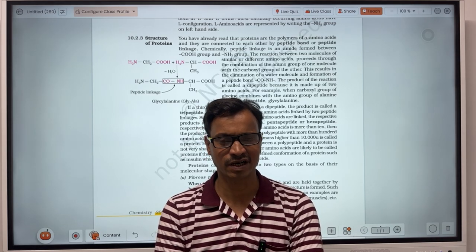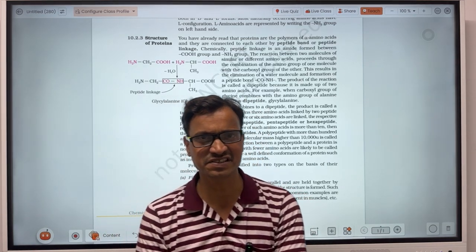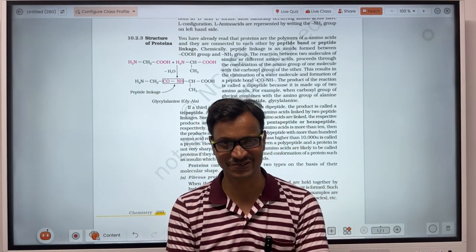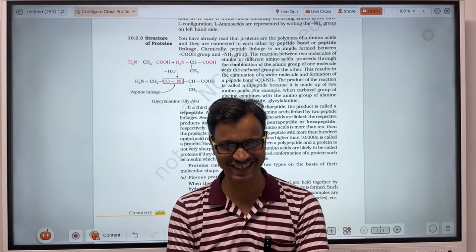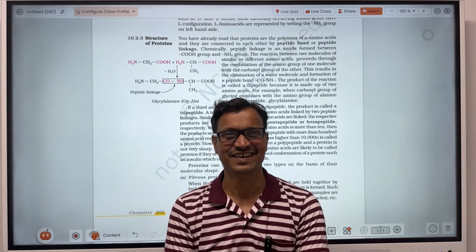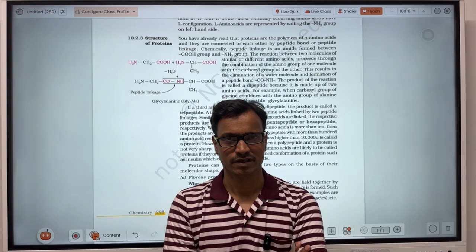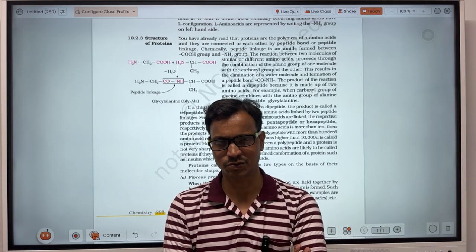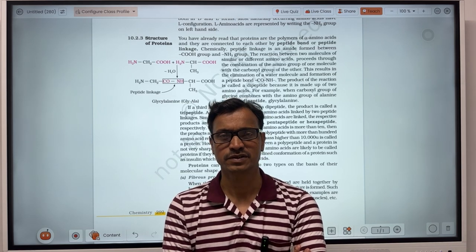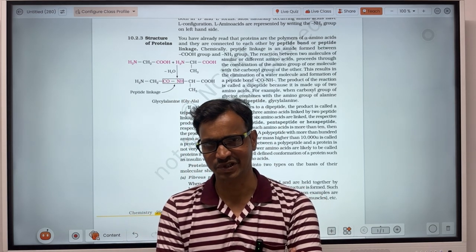There are few proteins in which the number of amino acids is less than 100, for example insulin. I hope all of you know the role of insulin, because nowadays India has become the capital of diabetes. Insulin plays a major role in the conversion of glucose into glycogen. So insulin converts glucose into glycogen, and it is made up of 51 amino acids.